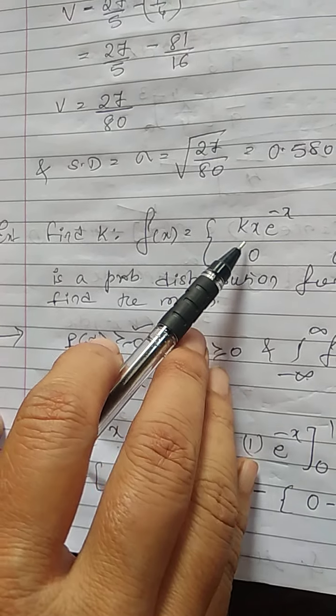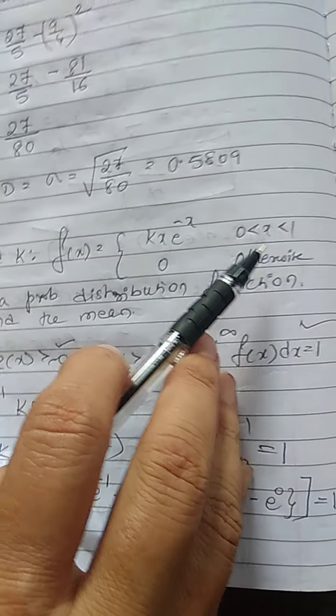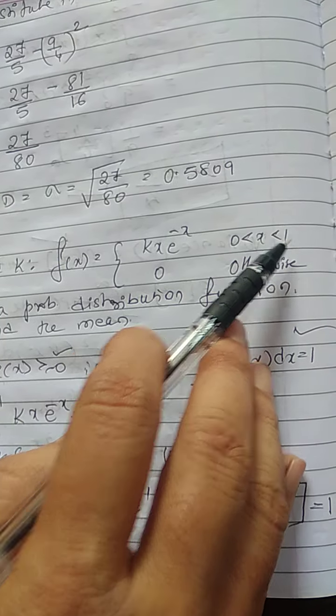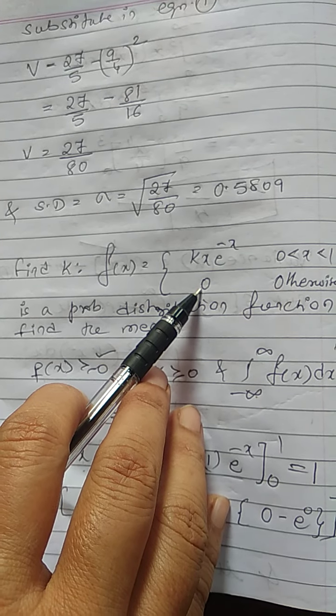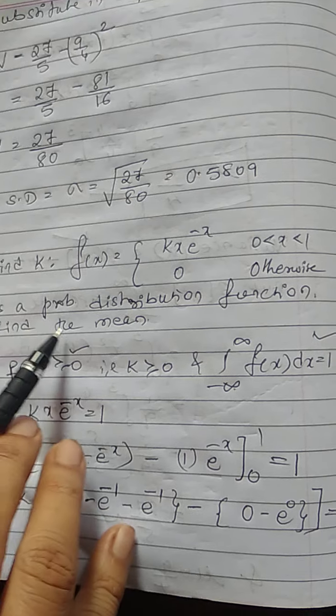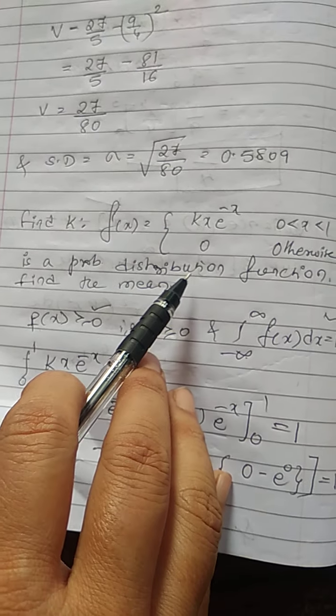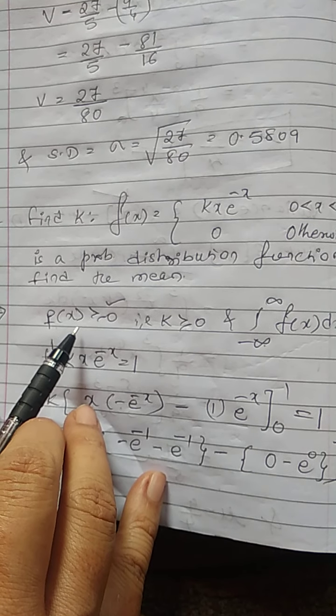Next example, find k. F of x equal to, function is here k x e raised to minus x. Limits between 0 to 1. X takes the limits between 0 to 1. Otherwise its value is 0. Is a probability distribution function. Find the mean.